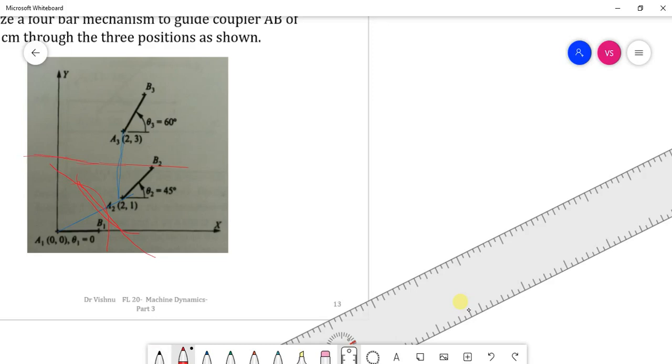So this is between A2, A3 and that is between A1 and A2. Where these two lines meet, this point is A star. That means this is one of the grounds.